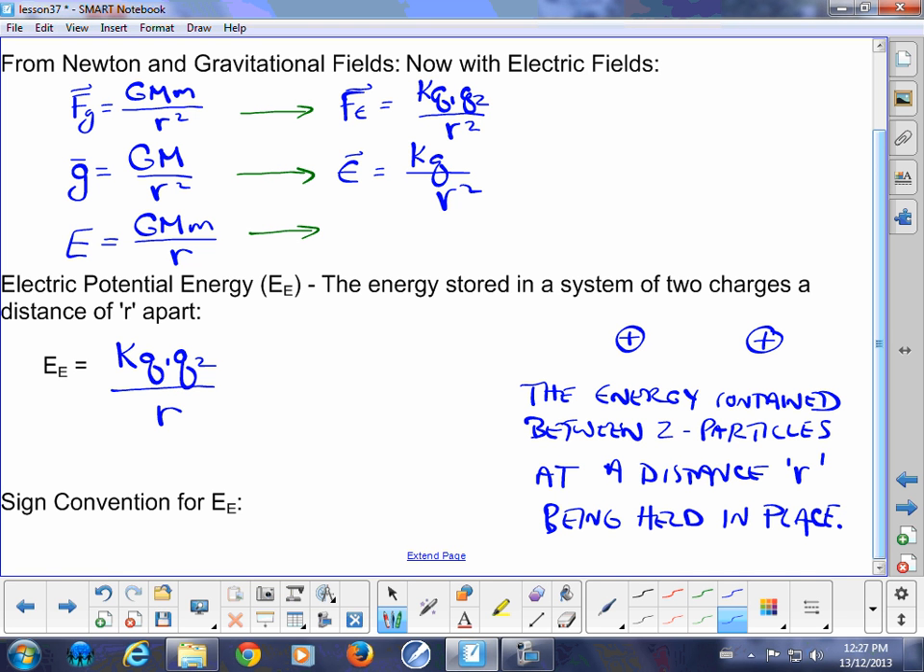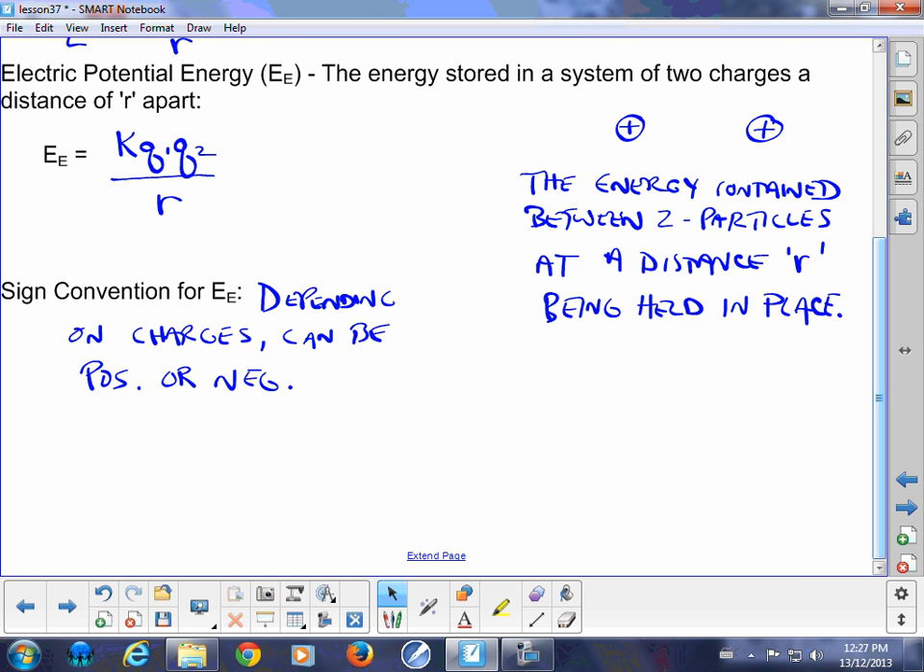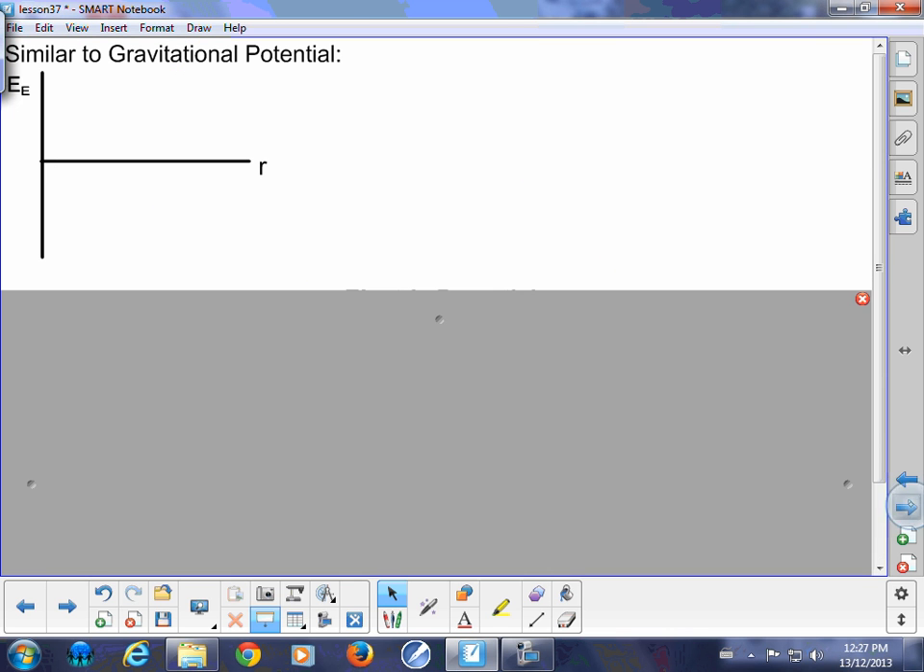So, sign convention: they can be positive or negative, so it depends on the charges. Depending on the charges here, it can be positive or negative. So it kind of depends on the situation, the orientation and your convention. We will talk about that when we get to some of the word problems.